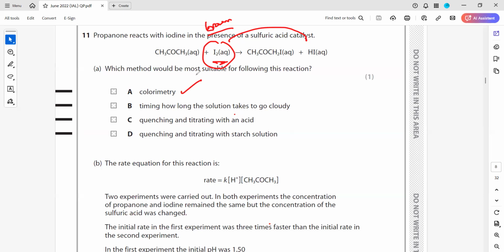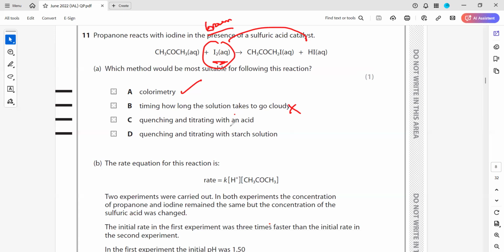So let's say there is the presence of air, would quenching be necessary? Anyway, we can quench. Now, timing how long the solution takes to go cloudy. The solution will not become cloudy. The solution will become clear.